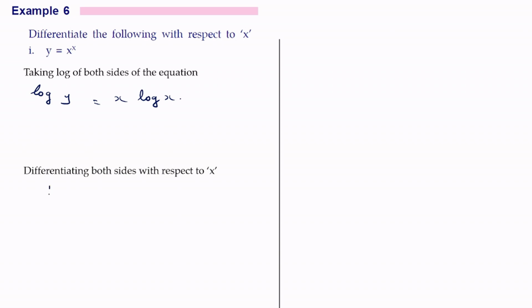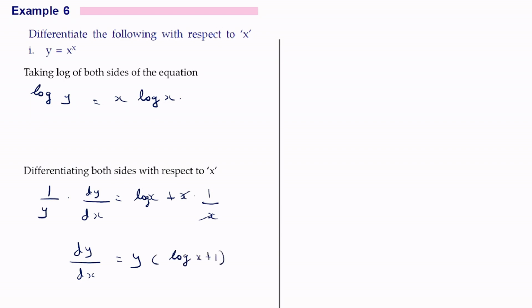Now differentiating both sides with respect to x. We get 1 by y dy by dx equal to, we have to use product rule, so it is log x plus x into 1 by x. So from this we get dy by dx as y into log x plus 1, or we can substitute for y, dy by dx is equal to x raised to x into log x plus 1. So this is dy by dx.